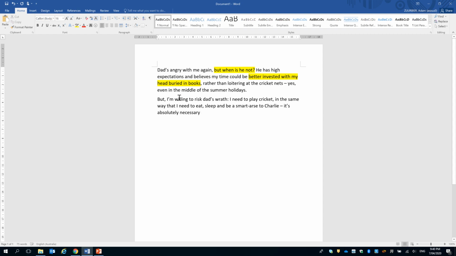Okay, but I'm willing to risk Dad's wrath. I need to play cricket in the same way that I need to sleep, eat, and be a smart ass to Charlie. Okay, so that's all a bit of hyperbole, isn't it?